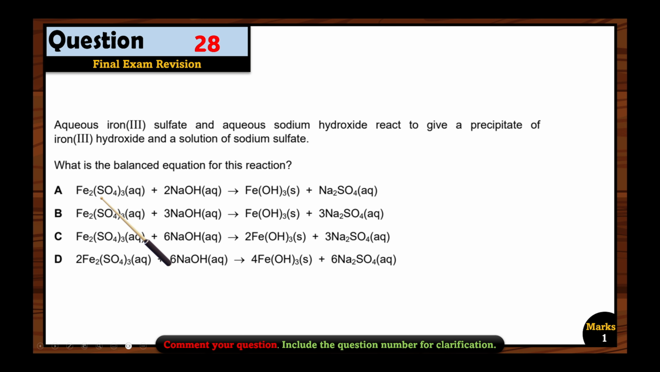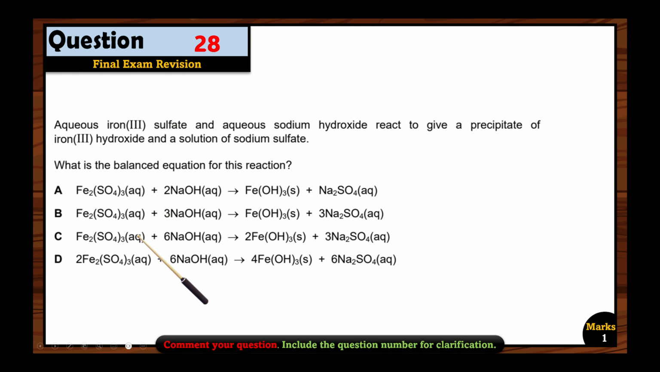If you see here, the Fe2(SO4)3 formula is also the same. NaOH is also the same, right? So all the formulas are also the same. It means there is no problem in the formula, no problem in the state symbol. Now you have to just look at the balancing of the equation. So now let's see one by one and we can find the correct answer.